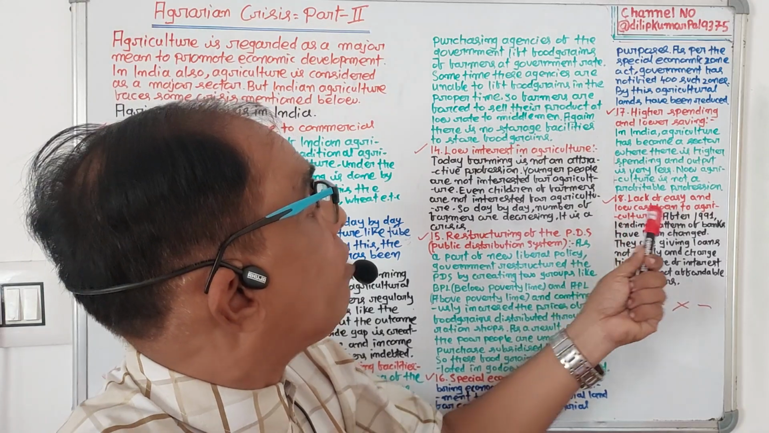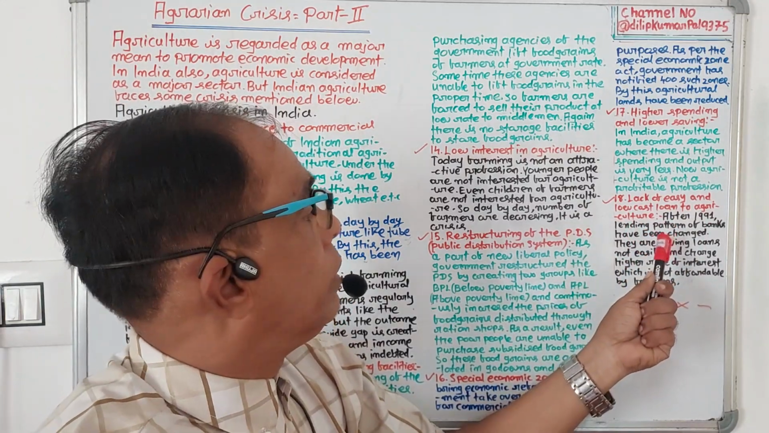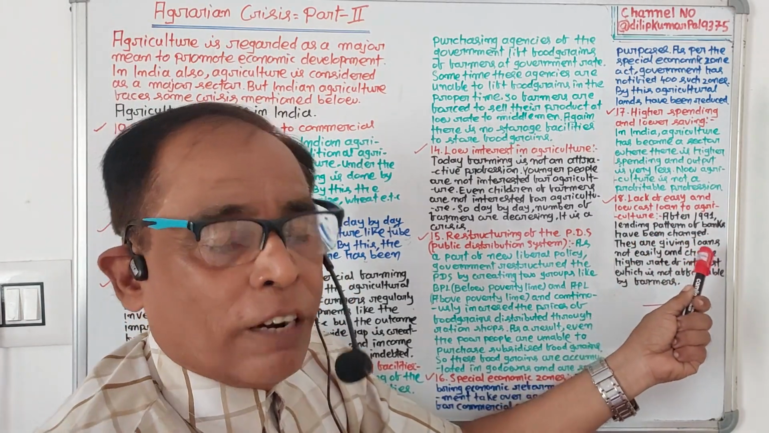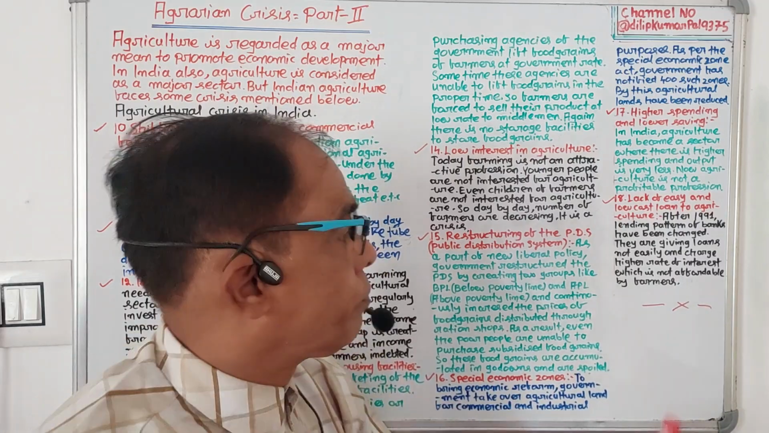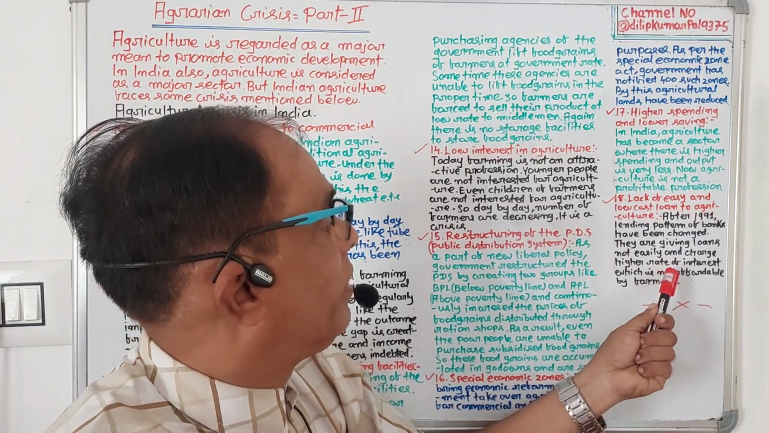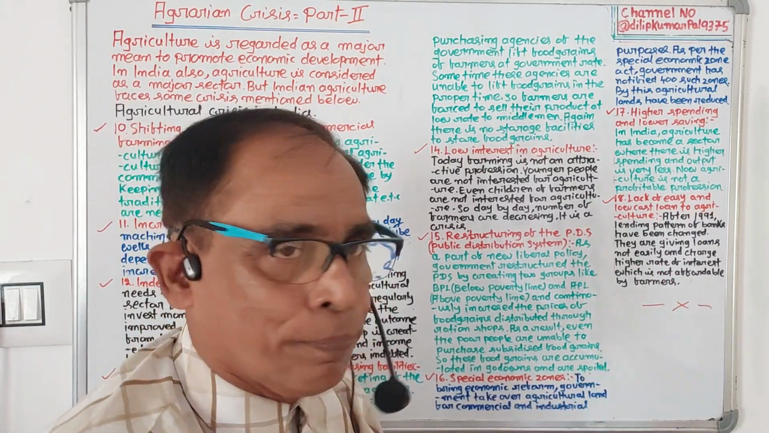Then finally, lack of easy and low cost loan to agriculture. After 1991, the lending pattern of banks has changed. They are not giving loans easily and charge a higher rate of interest, which is not affordable by farmers.